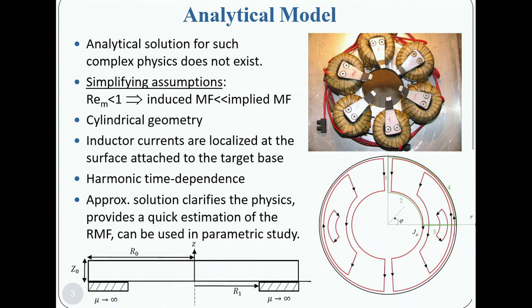Now, I will show you that there is an approximate solution for the magnetic field, and this solution will be used, first of all, to clarify the physics of the phenomenon. Then it can be used in a parametric study to quickly find the optimal or near optimal parameters for the whole apparatus.